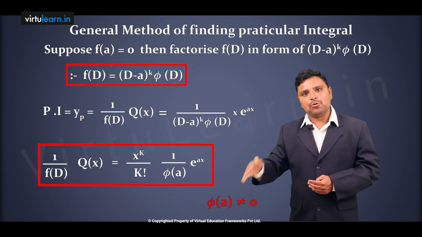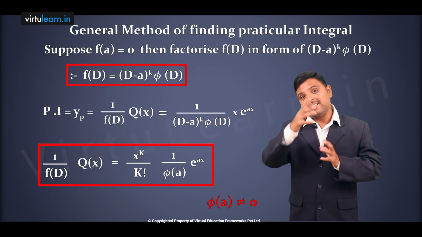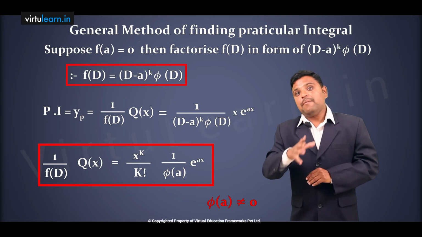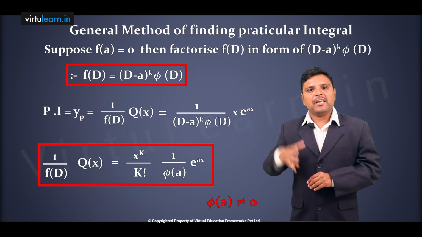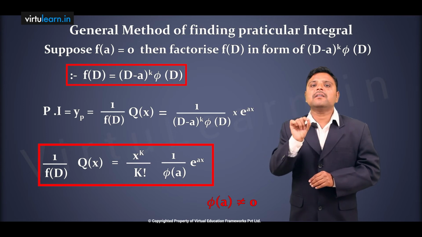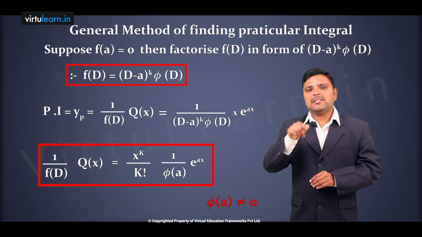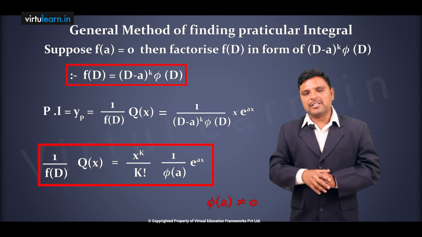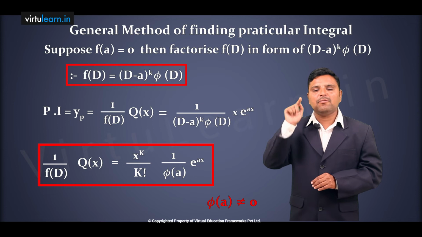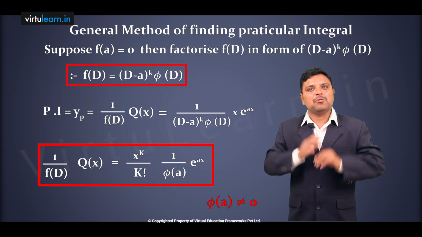Suppose if f of a equal to 0, then you take that denominator part f of d and factorize. How to factorize, I will explain in the problem. Don't worry, by using a calculator we can calculate it. f of d equal to d minus a whole to the power of k into pi of d. Wherever f of d is there, simply you write this term: 1 by d minus a whole to the power of k into pi of d, e power ax. The power of this factor that is 0 is k. That's why the answer is x power k by k factorial into 1 by pi of a into e power ax.